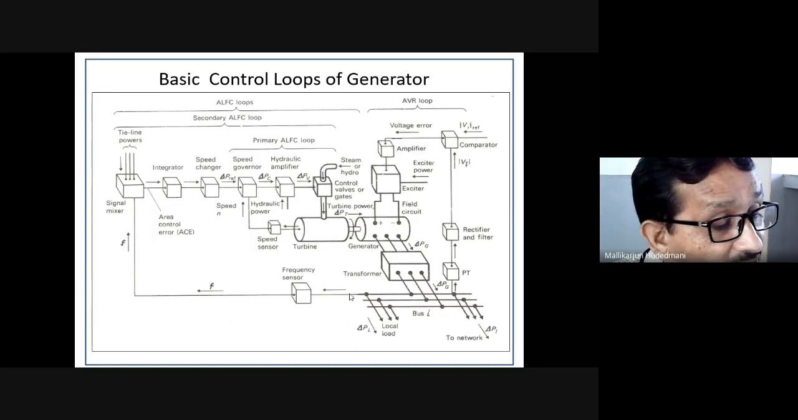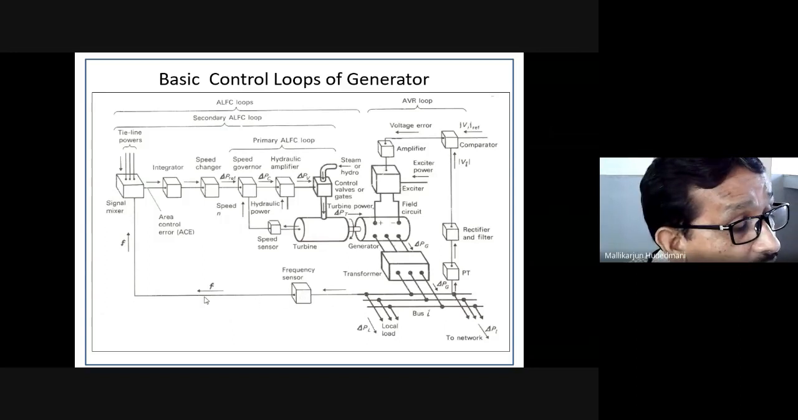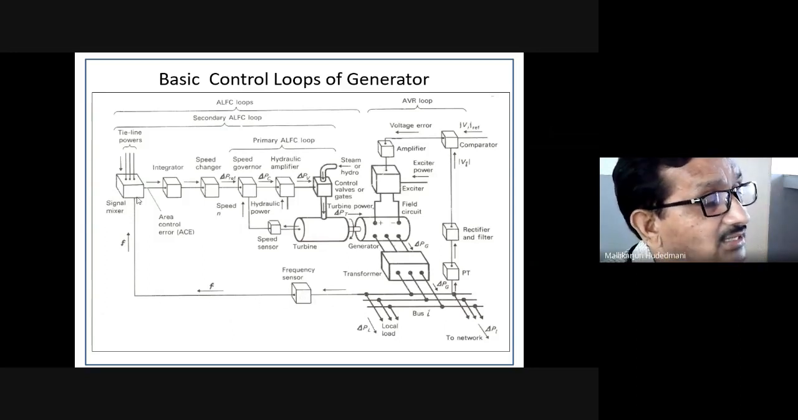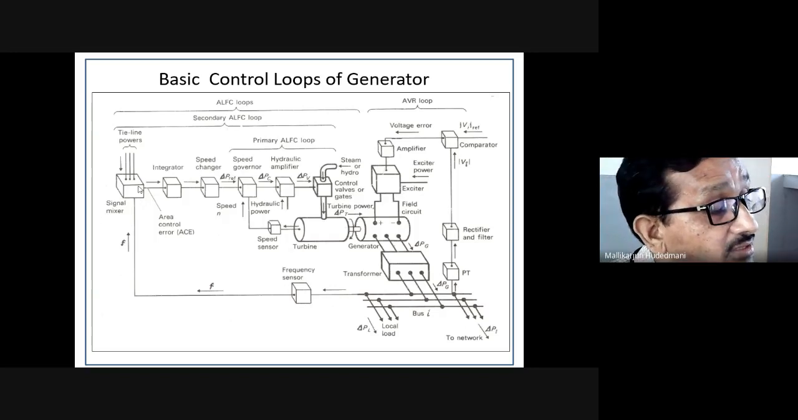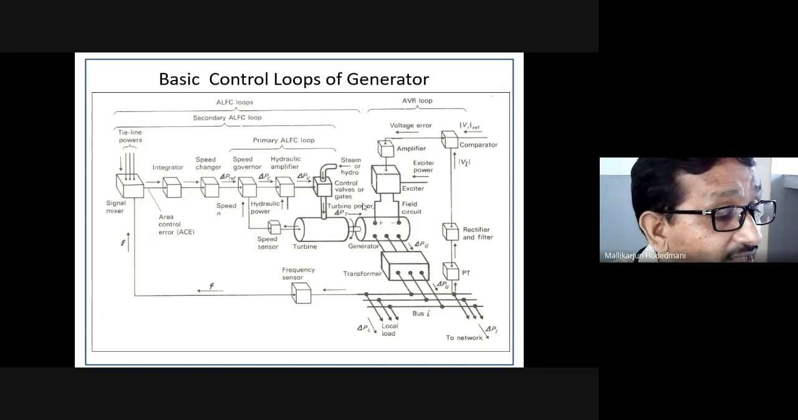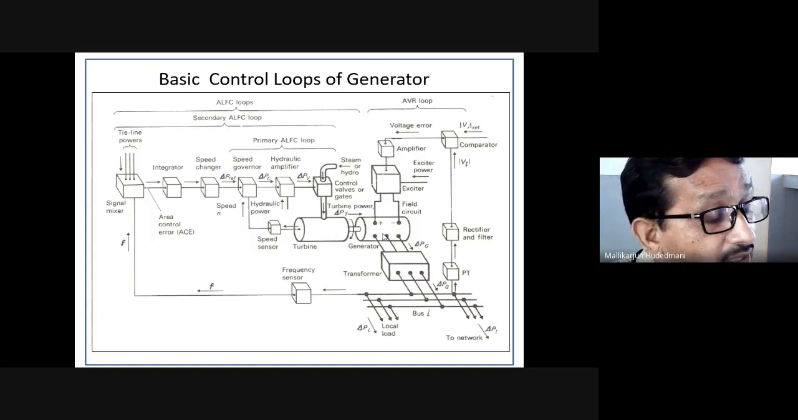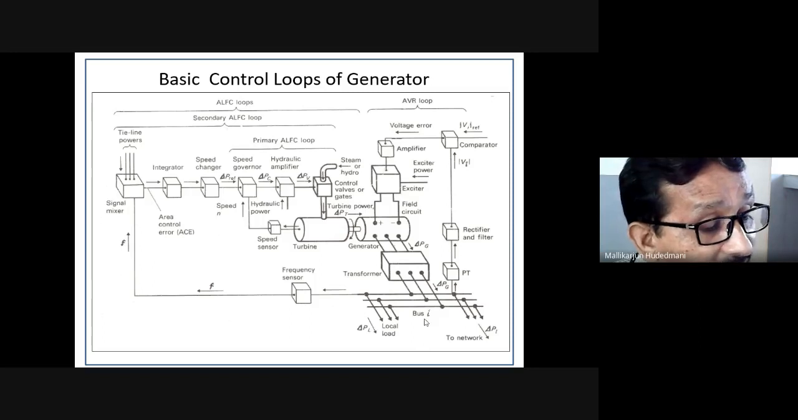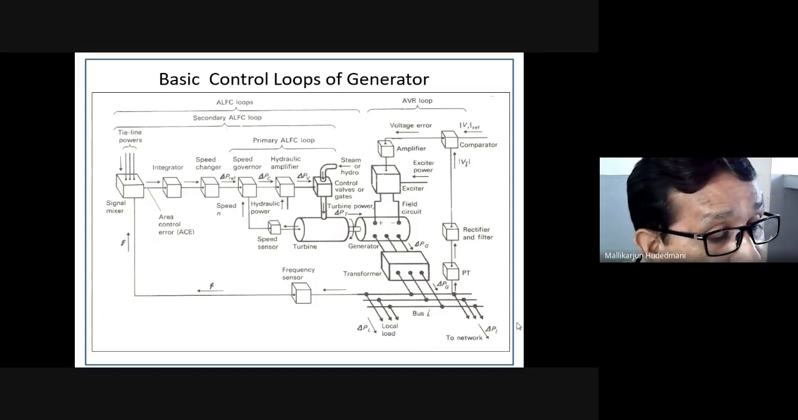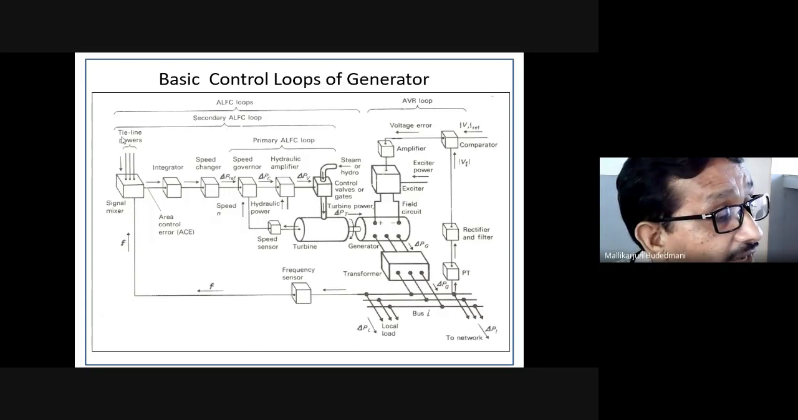And there is a measurement of line frequency, like how I measure the voltage for the AVR. This frequency is measured by a frequency sensor and used to feed a signal mixer. Here comes what exactly this generating station does. I have taken only one generator. Suppose this is the only generator in a station supplying power to its neighbor and its locality. There could be a flow of power outward here. This power is measured and is called the tie-line power flow.